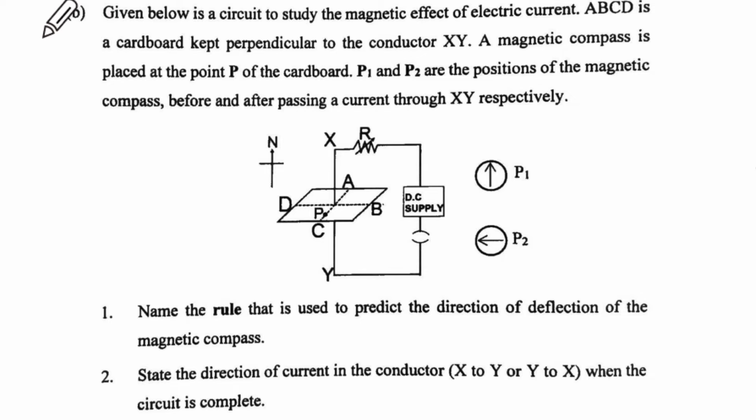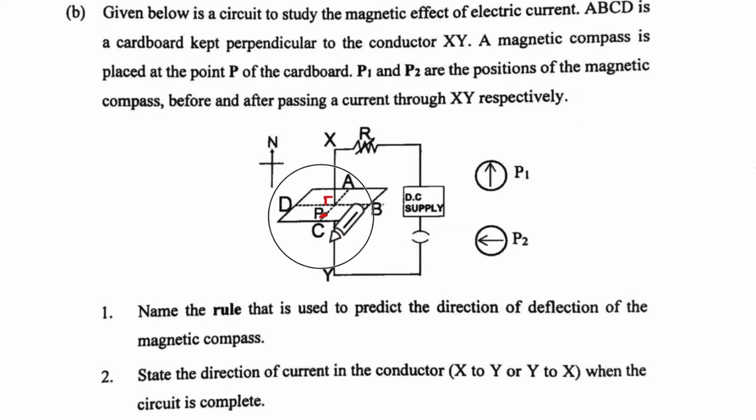Now we come to question 9b. Given below is the circuit to study the magnetic effect of the electric current. ABCD is the cardboard kept perpendicular to the conductor XY. So we have ABCD like this, XY is the conductor and this is perpendicular. A magnetic compass is placed at point P of the cardboard. So we have this over here is the cardboard, and P1 and P2 are the positions of the magnetic compass before and after passing the current through XY respectively.